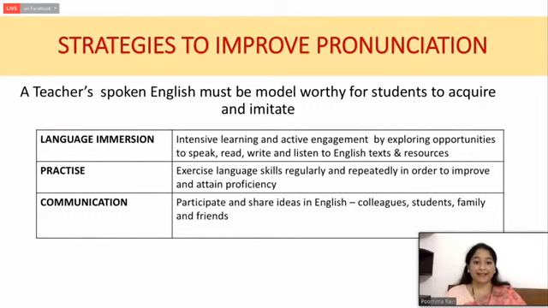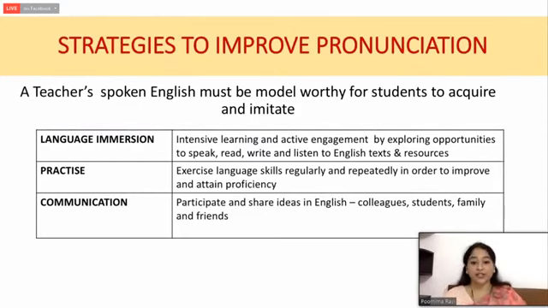Next is practice. Exercise language skills regularly and repeatedly in order to improve and attain proficiency. Like in the beginning of the session, I said, in order to master anything or to gain proficiency, unless you put into practice, you will not be able to reach there. So there is no point in reading and looking at 10,000 videos of making a dish. Learning happens when I make that dish in my kitchen. So you would have to practice it. We'll look at practicing and how we can create these opportunities shortly.